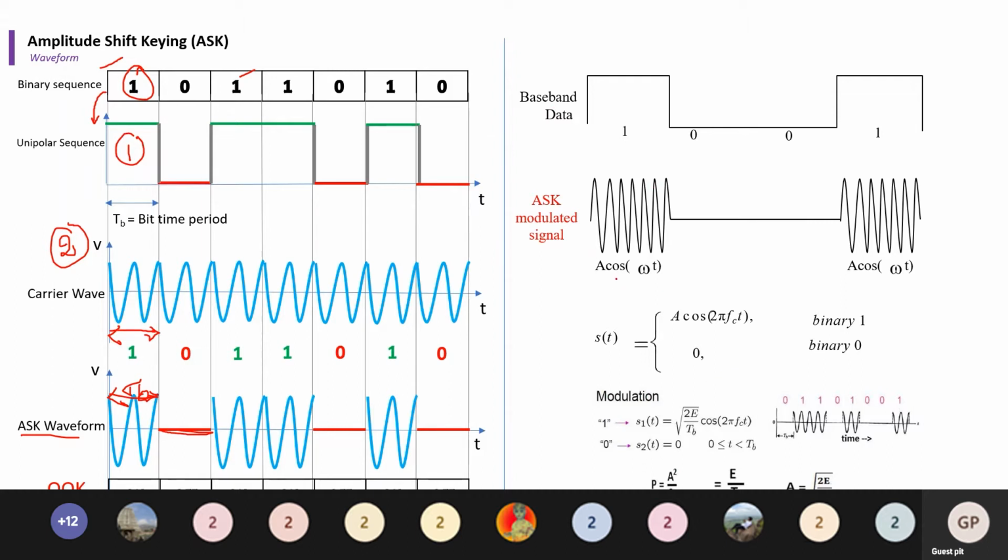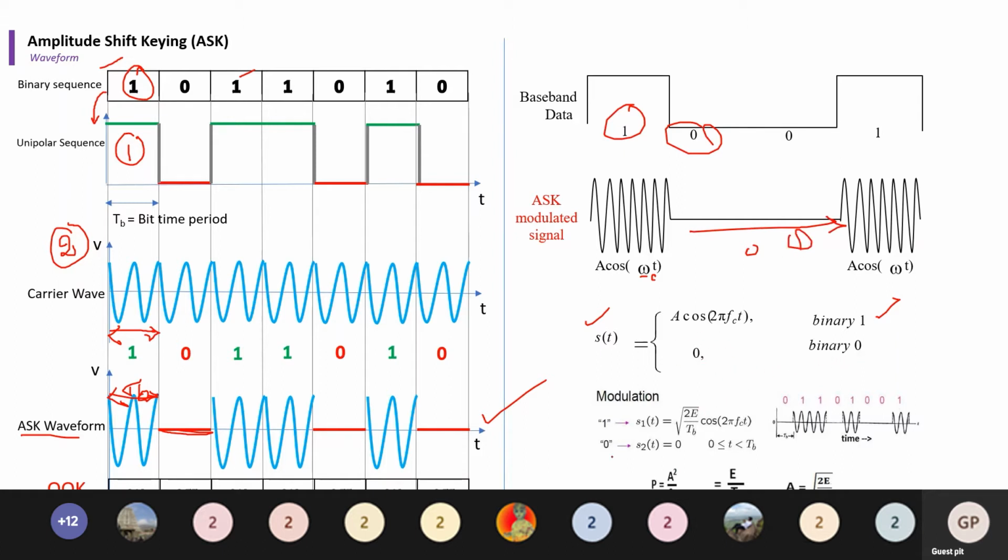And the equation for ASK, after this modulated waveform, in terms of equation that we have to represent, is A cos omega_c t. Here we got 0. Once you combine it, the modulated waveform s(t) we can rewrite as A cos(2 pi f_c t), since omega_c equals 2 pi f_c. So this is for logic 1. And logic 0, as you can see, both the values are 0. So the rest will be 0 for binary data 0.